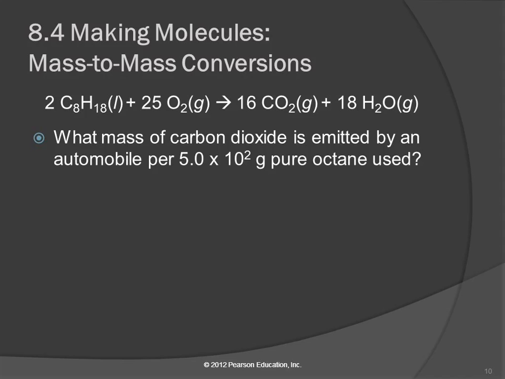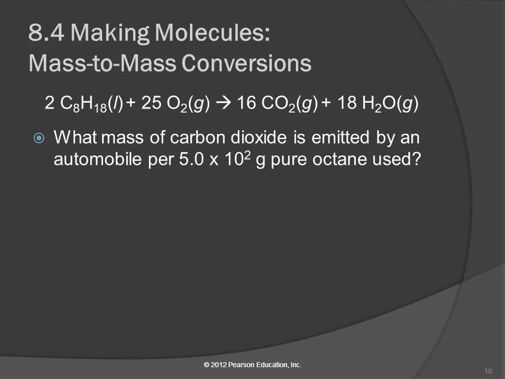So here is the balanced chemical equation for burning octane. It produces carbon dioxide and water. What mass of carbon dioxide would be emitted by an automobile per 5.0 times 10 to the 2 grams of octane used? So from 5 times 10 to the 2, which is 500 grams of octane, how much carbon dioxide would be emitted? Okay, so this is going from a mass of one thing to mass of another thing. And so this comes down to grams to moles to grams.